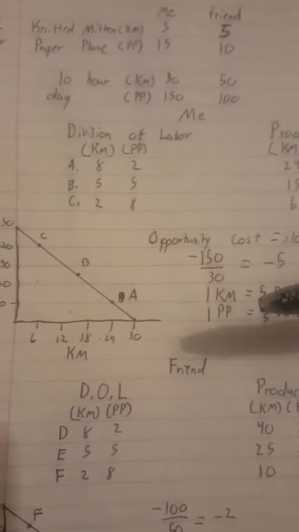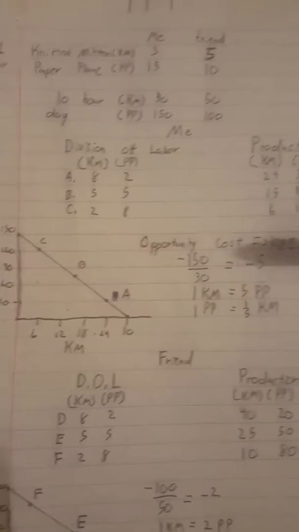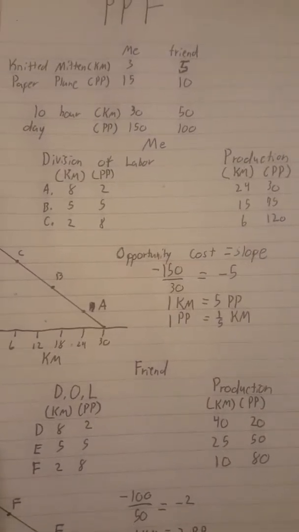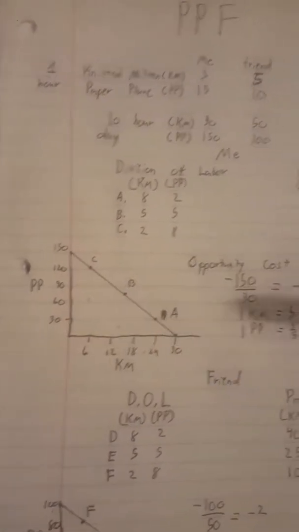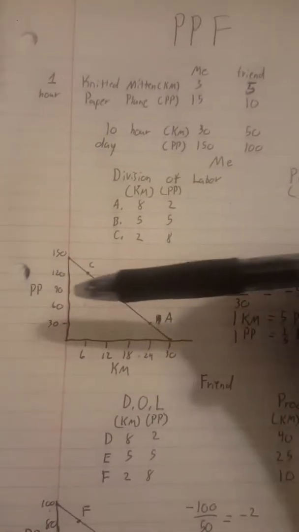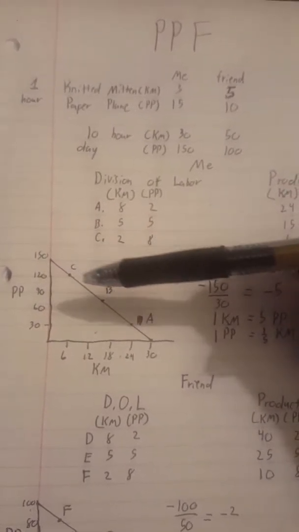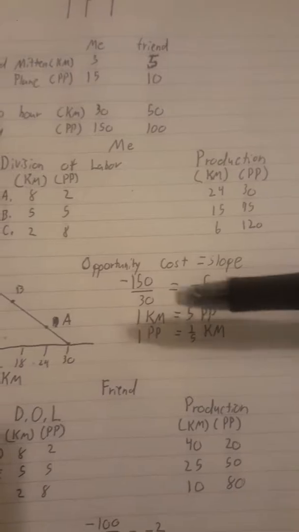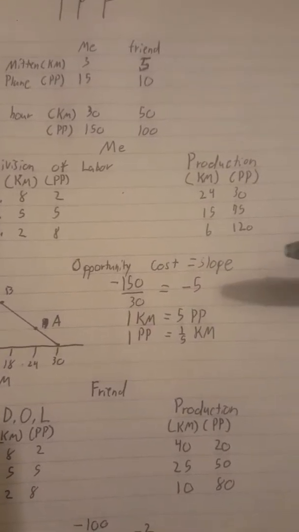And so when you have a production possibility frontier, once you have the graph, it's pretty easy to find the slope, and finding the slope is important because the slope equals opportunity cost. And the slope is always rise over run. So we have negative 150 over 30. It's a negative 150 because the slope is not rising, it's falling down. So negative 150 over 30 equals negative 5.